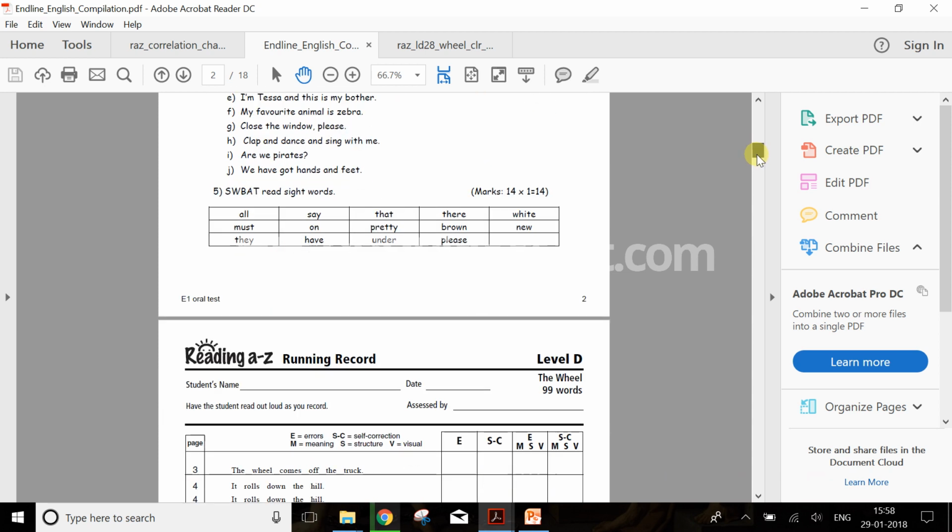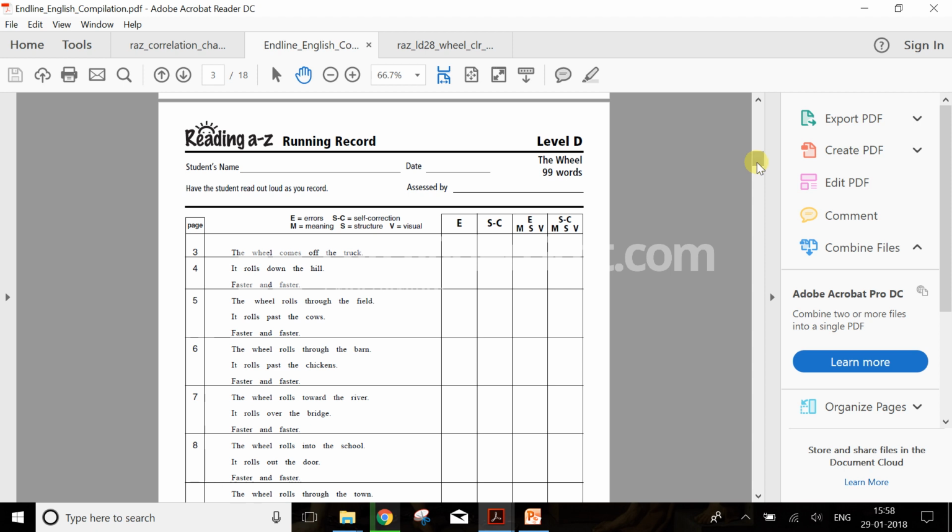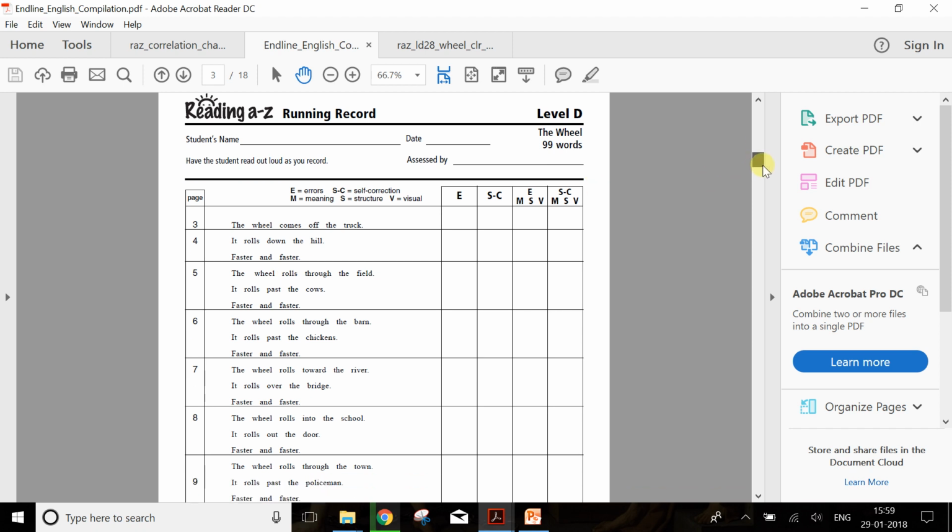So a level reader assessment sheet will look like this. So as I said, this is level D. This is the text the child is expected to read in D level. So D level is actually 1st standard reading level. So we show this assessment sheet to the child. The child is expected to read these words. The wheel comes off the truck, it rolls down the hill faster and faster. The wheels, like that, the child is expected to read.